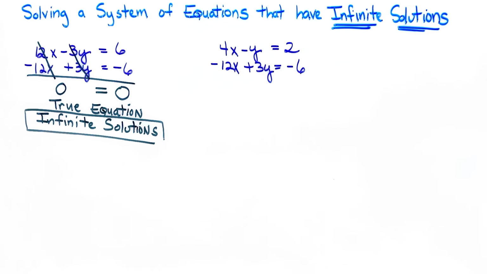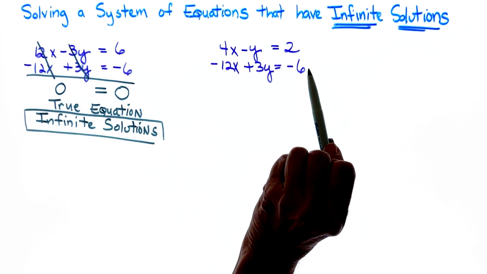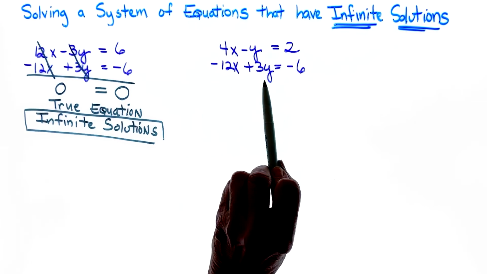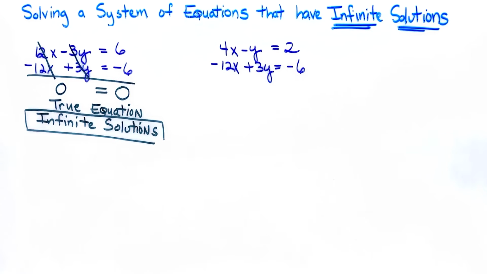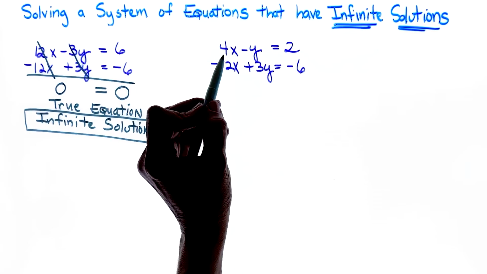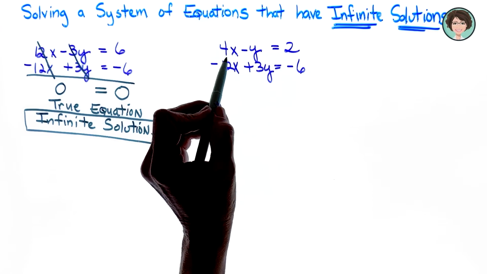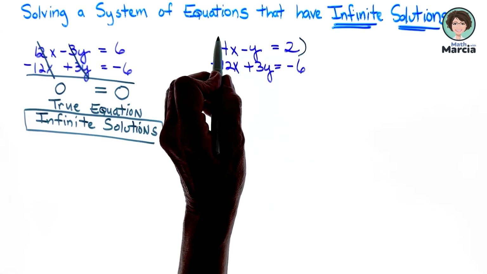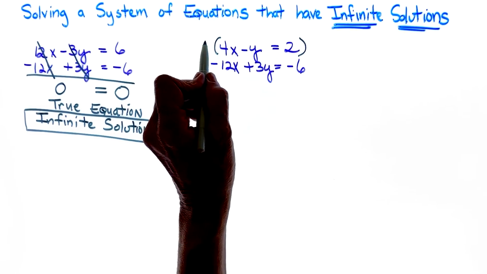Well, let's look at the next example. I see I have 4x minus y equals 2, and -2x plus 3y equals -6. As I'm looking at that equation, I could solve by substitution, but I think it's going to be really easy to solve by elimination. Because I have a -12 here, if I multiply my 4 by 3, I'll have a positive 12. So I know I can definitely get rid of my x's. So I'm going to choose to multiply the whole equation by 3.